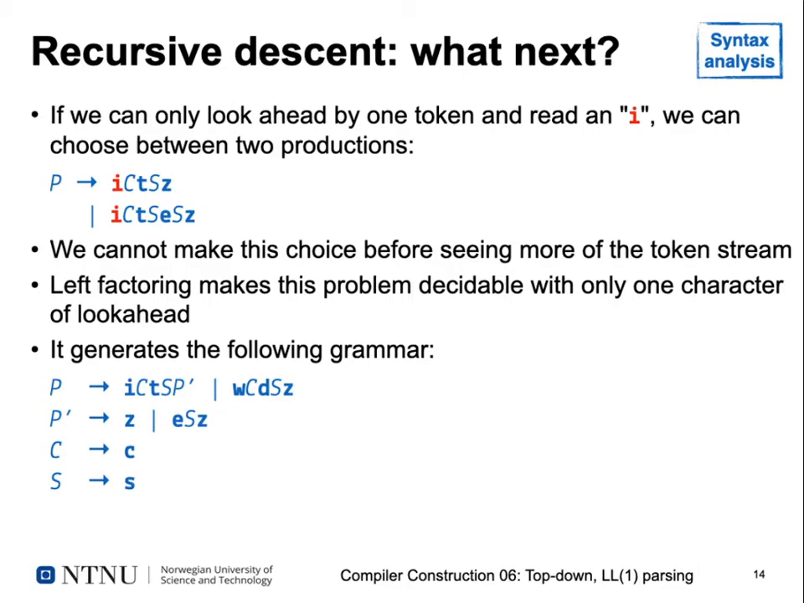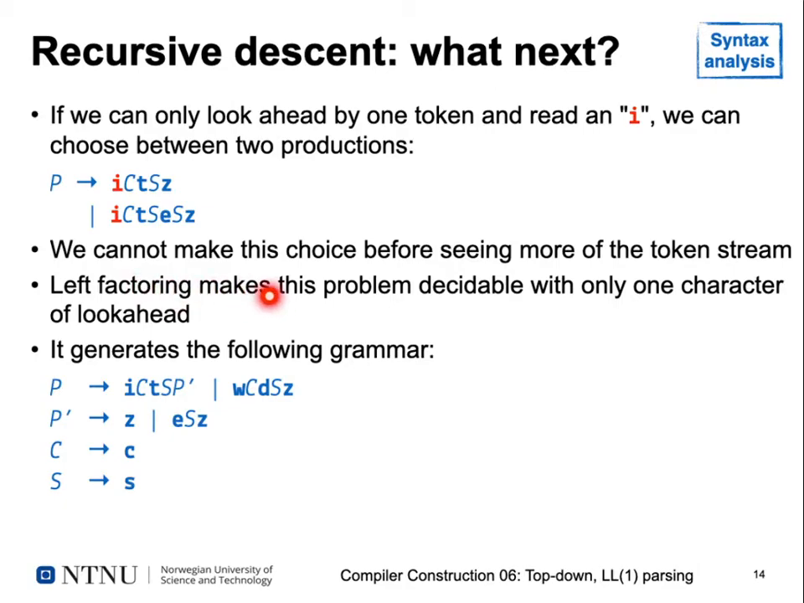Well, if we can only look ahead by one token and we read an i, we are able to choose between two productions here. So if we read an i as the first token, those two productions obviously would be possible to choose: either the one without the else or the one including the else. Now, we need to make a decision here because we don't want to have non-deterministic parsers. So we cannot make this choice before we see more of that token stream. So this is a grammar again that has a problem. And we've already seen how to solve this problem.